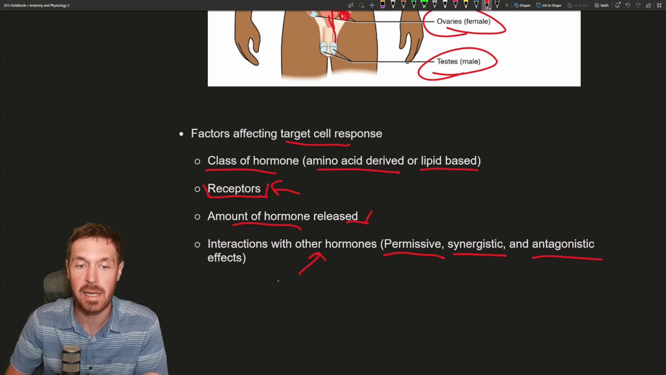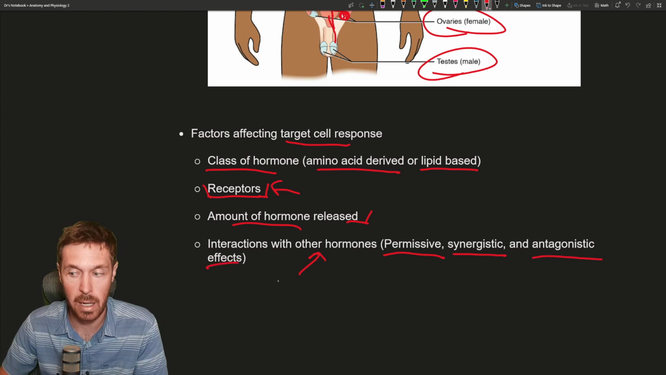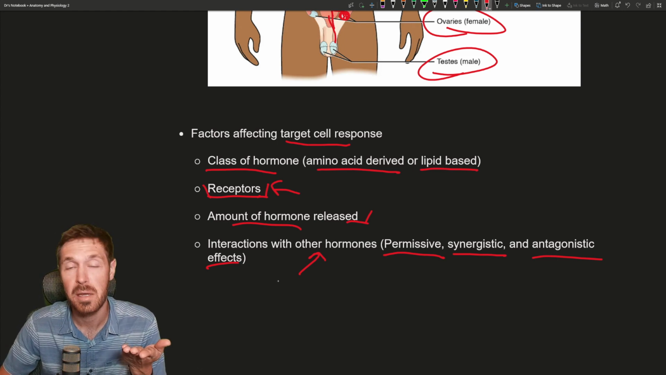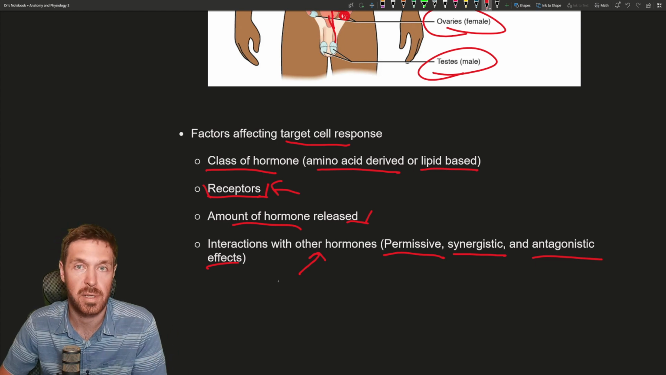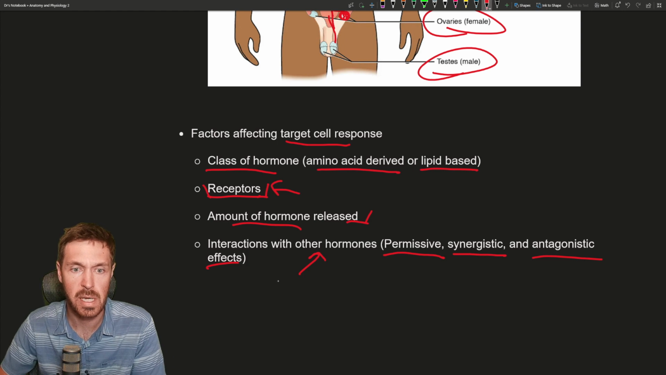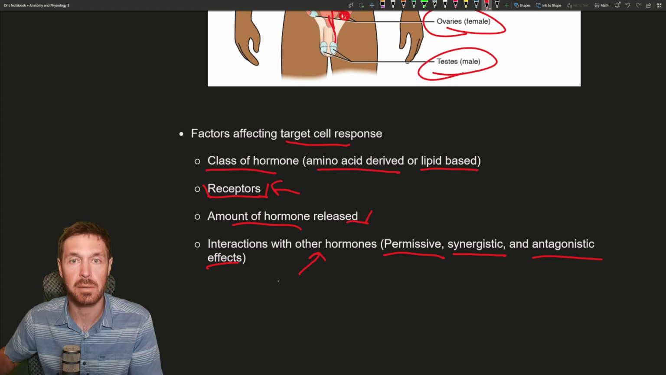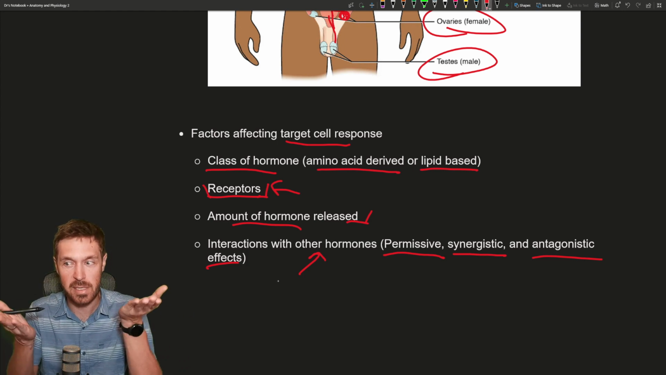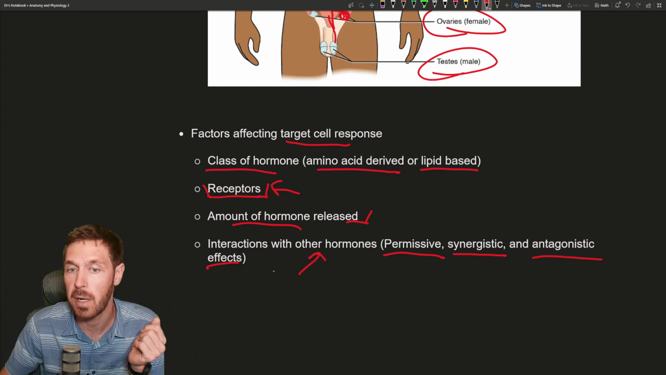And then antagonistic effects here: insulin and glucagon are two great examples of hormones that work against each other. Insulin is released when blood glucose levels are high. Glucagon is released when blood glucose levels are low. So coming up in the next video, we're going to talk about homeostasis and how these hormones are fighting or regulating, and we have this seesaw going on in our bodies. So that's what we're going to get into next.